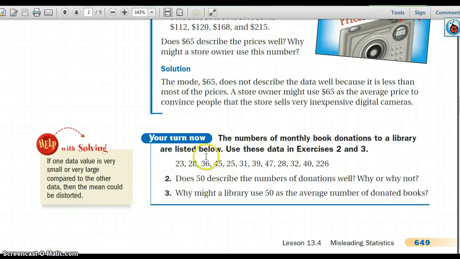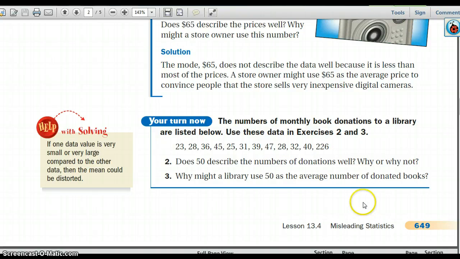So now we're going to do some examples of the numbers of a monthly book donation to a library. And this is on page 649 in your book. And so our assignment is going to begin on 649 for this lesson.